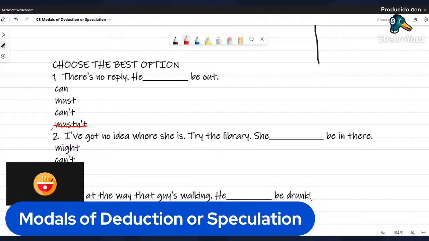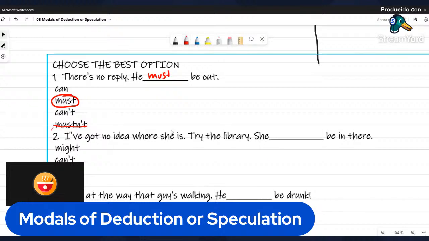Yes, he must be out, right? Of course, the person is not saying anything. Is not actually opening the door. So he's not there. Yes, for sure. So we can say it's must. So you got it right. Yes, I think it's Astrid, the person who was answering correctly.